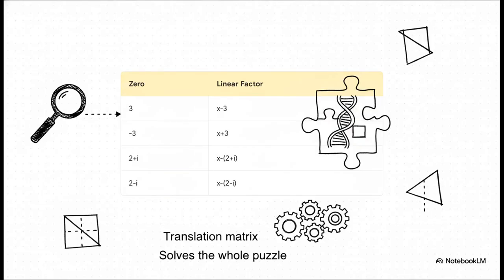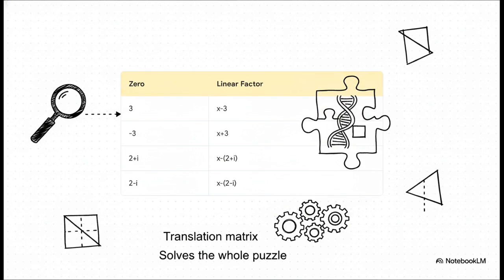Think of this next part like a translation matrix. When we find a zero, whether it's real or complex, we can instantly translate it into a linear factor of the polynomial. If a zero is 3, the factor is x minus 3. If a zero is 2 plus i, the factor is x minus that entire quantity of 2 plus i.